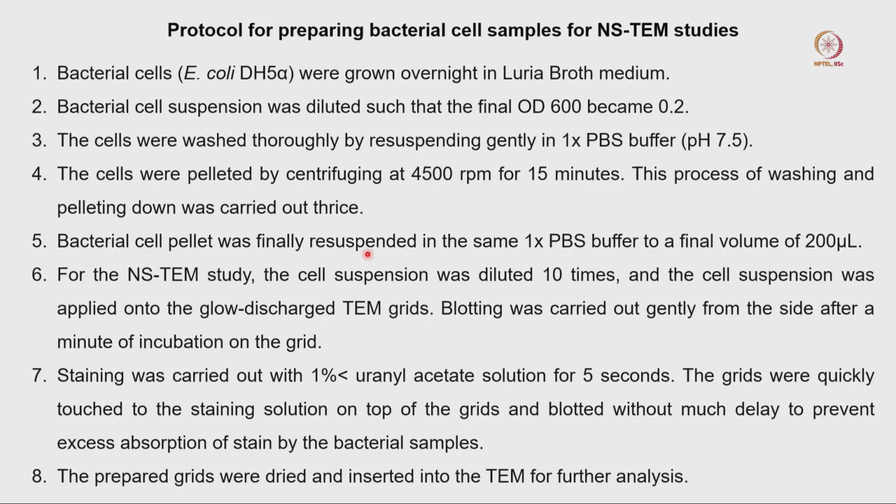Finally the cell pellet will be suspended in a small amount of PBS buffer, something like 200 microliters. If you dilute with more volume, the number of bacterial cells will be less. Based on your cell pellet, you have to decide what the final volume should be. Then you have to perform the negative staining.